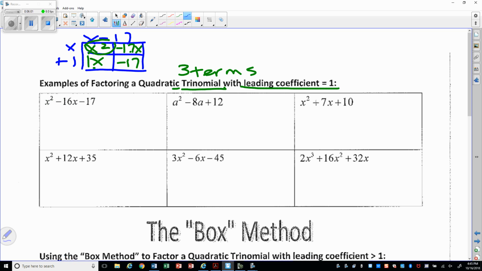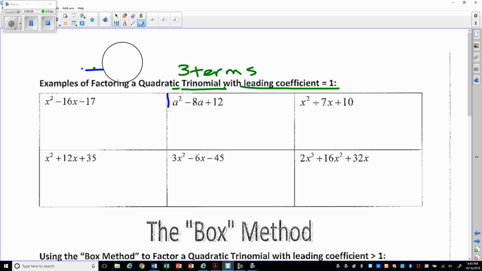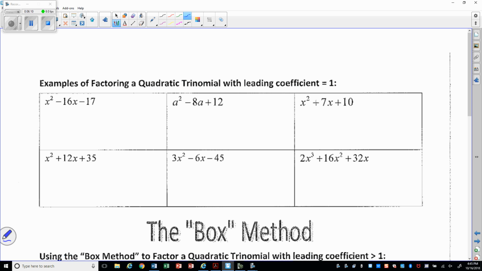All right, again, my leading coefficient is a 1. So A equals 1, B equals negative 8, and C equals 12. What I'm trying to do is factor, so I want to know what two numbers I can multiply together to get this product.